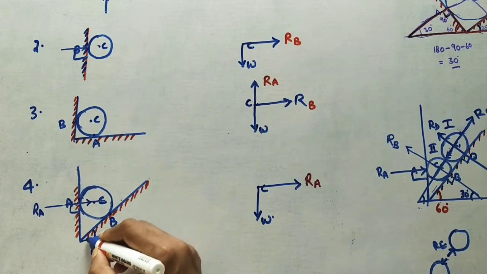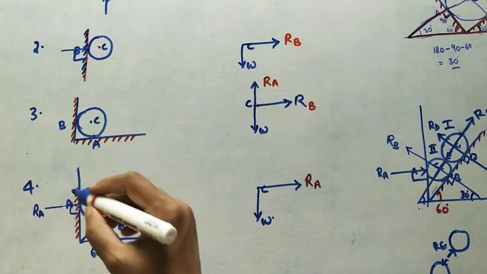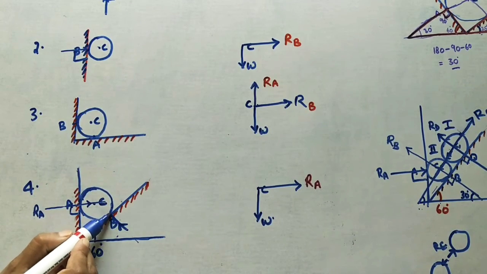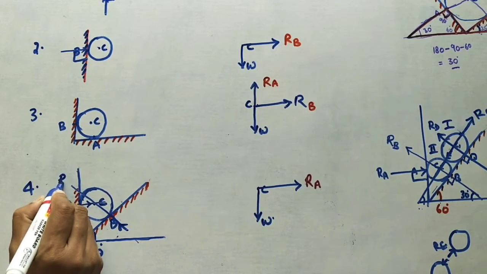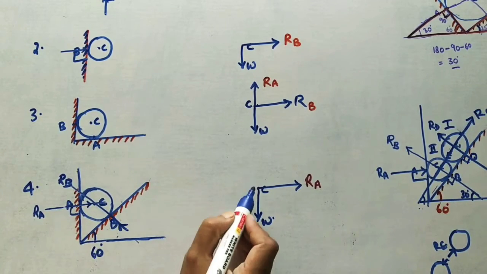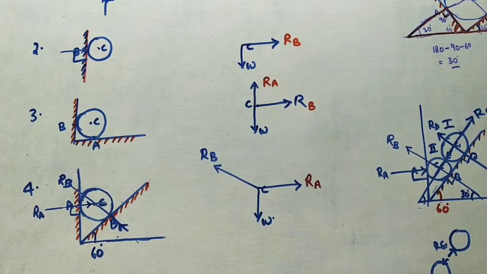Okay, here RA like this, and then at B point, it is a contact point for the roller. The reaction is perpendicular to the surface like this. It is acting, let us assume, in the upward direction like this. Now this is RB. RB is coming like this, in the upward direction. Now, how much angle is it making with the horizontal?